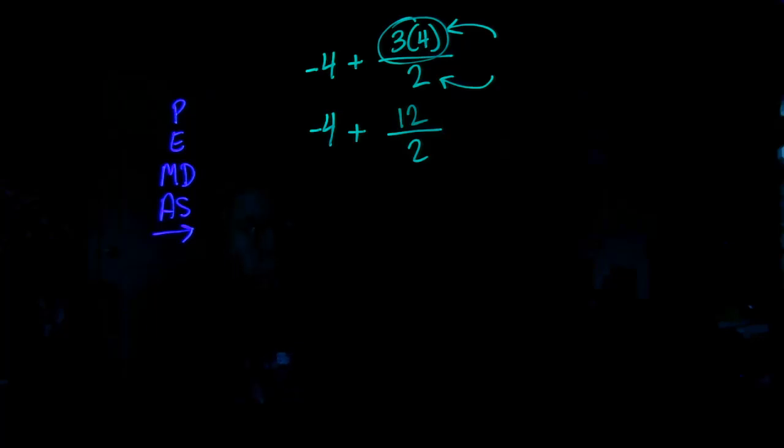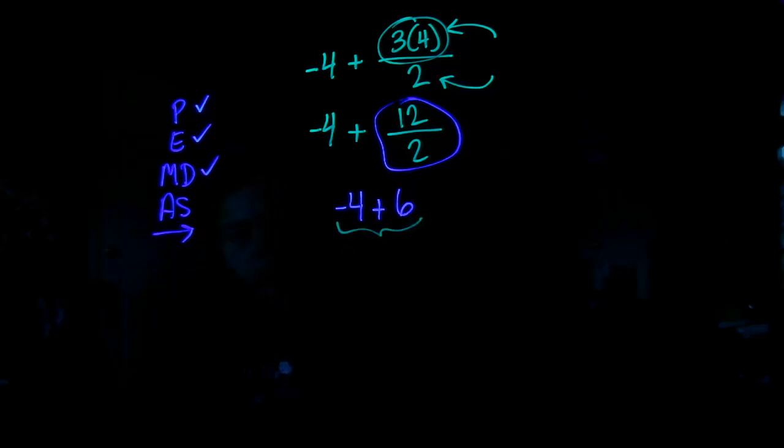Okay, so that was no parentheses, no exponent. That was our multiplication division. We're going to continue with our multiplication division because this is division. 12 divided by 2 is 6. Now we're done with our multiplication division, so our last step is to add and subtract. One more step left. Negative 4 plus 6 is 2.